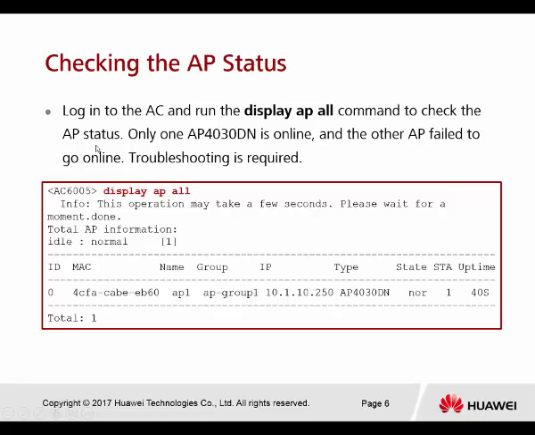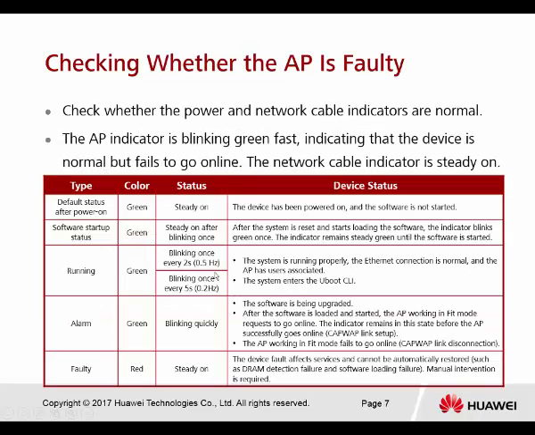Okay, so log into the AC and run the display ap all command to check the AP status. Right now they only detect one AP going online and the other APs fail to go online. So now troubleshooting is required. Check whether the power and the network cable indicators are normal.